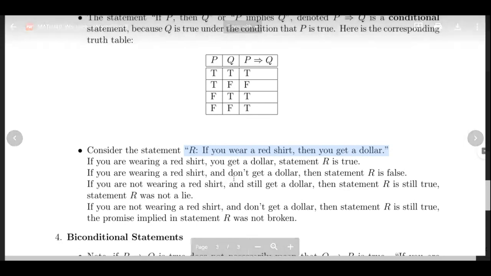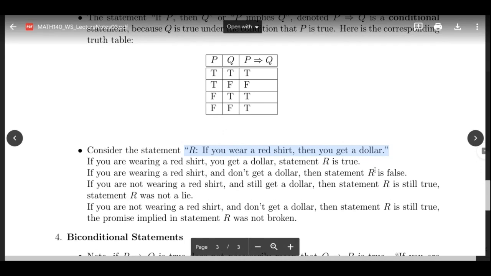If you're wearing a red shirt and you don't get $1, then the statement R is false, right? Because Q is false; you don't get $1, it's not Q. P is wear a red shirt, Q is get $1, and R is P implies Q. So if P is true but Q is false, that means R is false. That's the second row of the truth table.